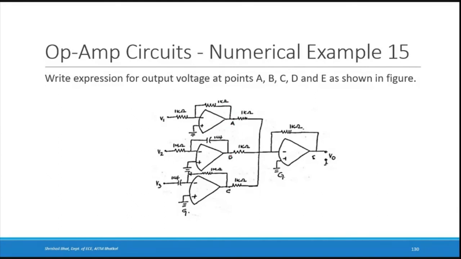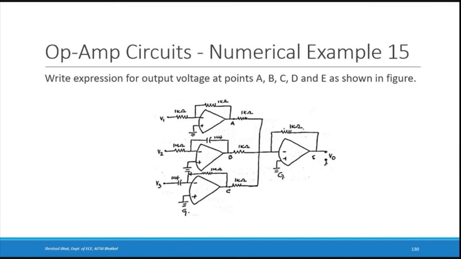What is stage B? R1 is 1 mega ohm. CF is 1 microfarad. There is a capacitance at the feedback. It is an integrator. And the third stage, or stage C, at the input there is a capacitor. C1 is 1 microfarad and RF is 1 mega ohm. What is that circuit? It's a differentiator. So this is an inverting amplifier, this is an integrator, this is a differentiator.